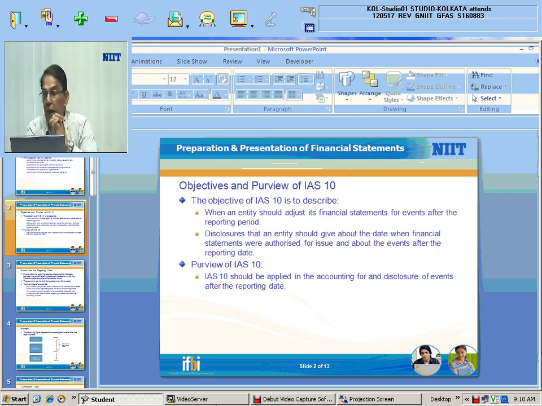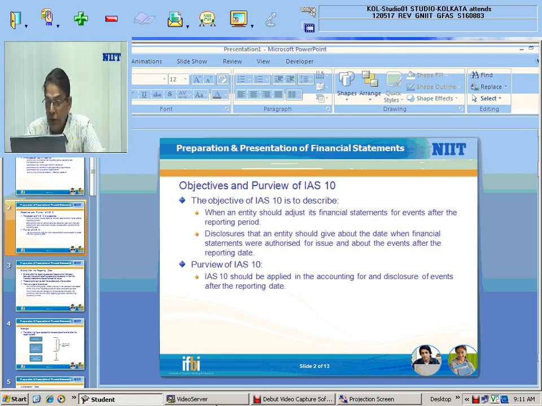So IAS 10 should be applied in the accounting for and disclosure of events after the reporting date. That is the purpose, or scope, of IAS 10. IAS 10 provides guidance on accounting and disclosure of post-balance sheet events. For the purpose of this standard, post-balance sheet events are categorized into two types: adjusting events and non-adjusting events.